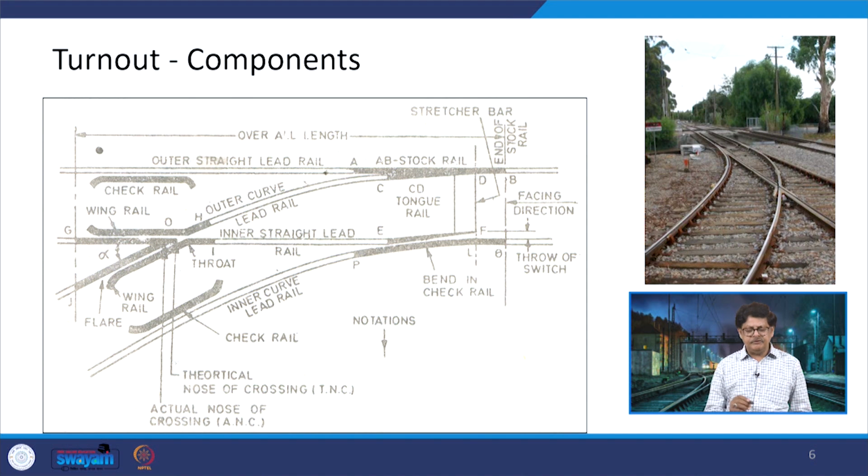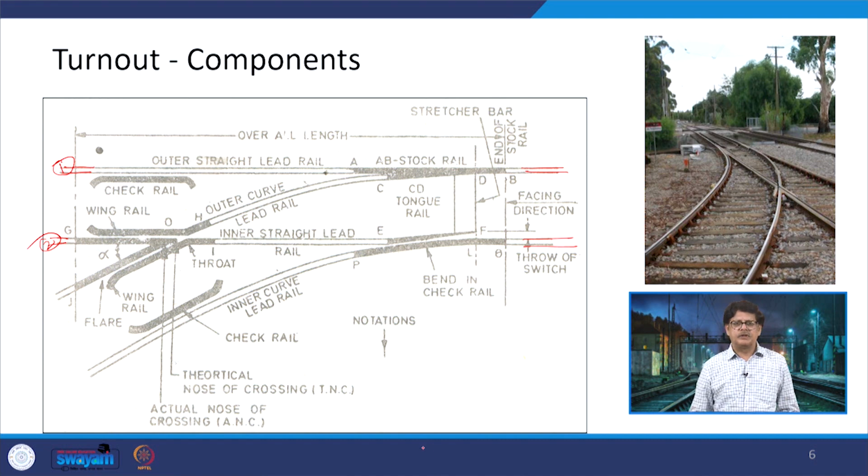So, there are different features being shown here. If we look at this rail being provided here as well as here, this rail is known as an outer straight lead rail, whereas the other one, that is number 2, is an inner straight lead rail. So, it is going straight here, in this direction as well as here in this direction.